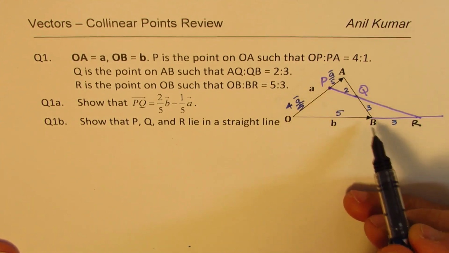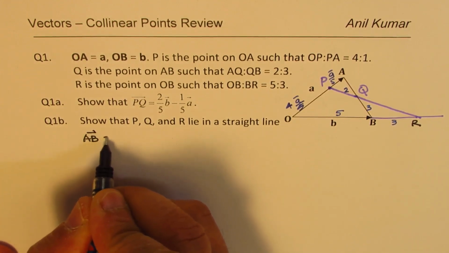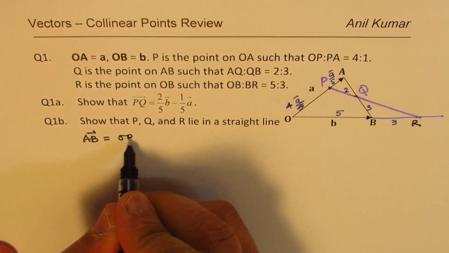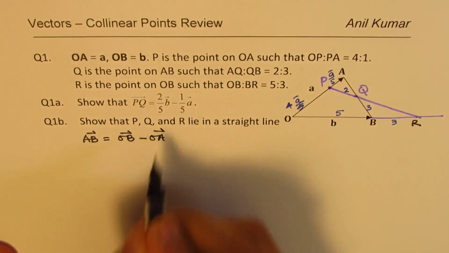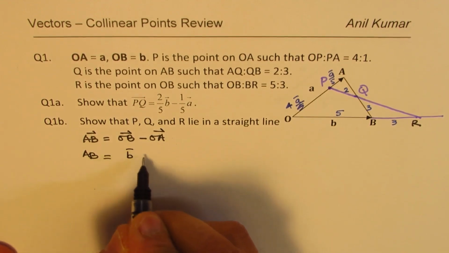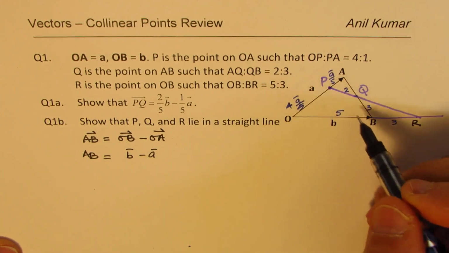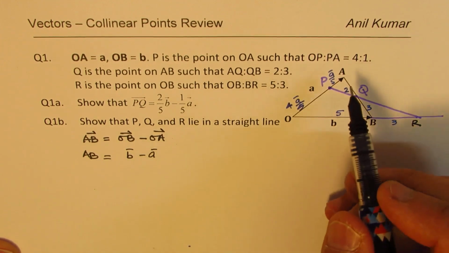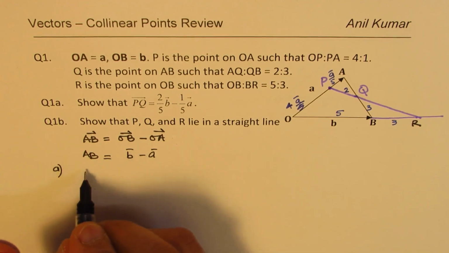So let us find what AB is. In this particular case, we can write AB as equal to OB minus OA. So that gives you AB as vector B minus vector A, right? Since we know AB now, we can write what AQ and QB are, correct? Now we need to find what PQ is. So let's do part A.